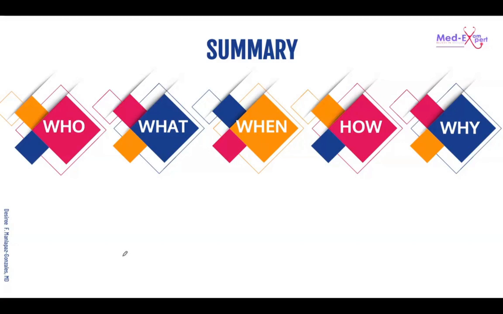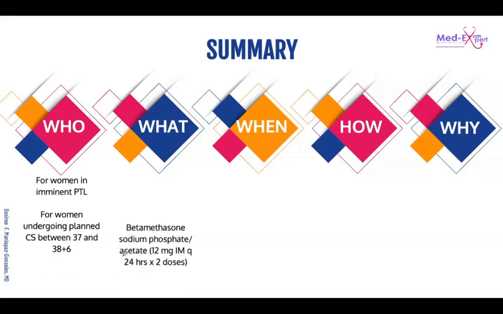What is mentioned in the guidelines is, I will summarize right now, okay? So who needs corticosteroids? Women in imminent preterm labor. Women undergoing planned cesarean section between 37 and 38 plus 6 weeks, because the NICE guideline says you have to deliver the patient by planned cesarean birth from 39 weeks onwards. From 39 weeks onwards, you don't have to give corticosteroids.